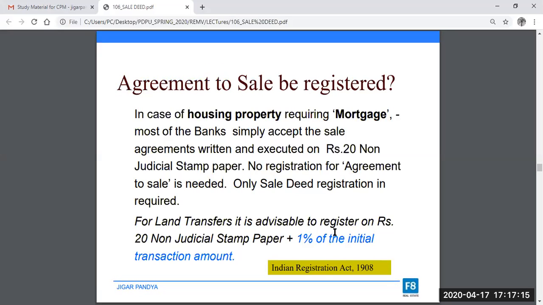What about mortgage? In case of housing property requiring mortgage, most of the banks simply accept the sale agreements written and executed on a 20 rupees stamp paper. No registration for the agreement of sale is needed. Only sale deed registration is required. For land transfers, it is advisable to register on rupees 20 non-judicial stamp duty plus 1% of the initial transaction.